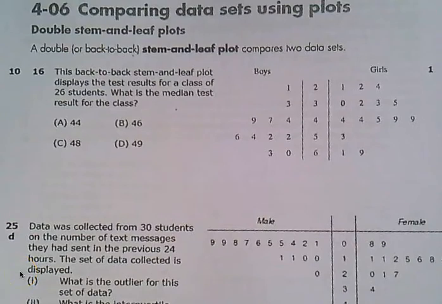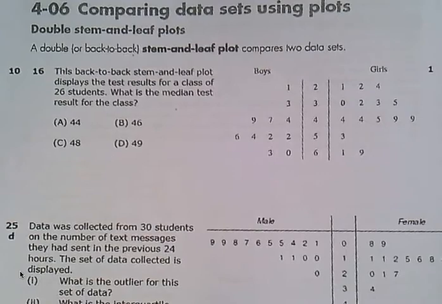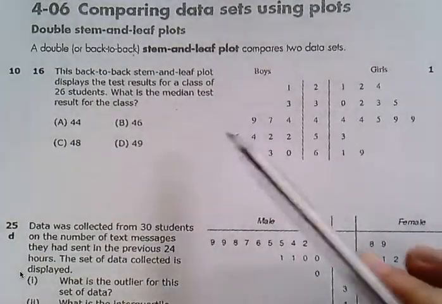Exercise 4.06, comparing data sets using dot plots. So we're going to be looking at stem and leaf plots. In your textbook there are dot plots that are compared, and we're also going to be looking at box and whisker plots. Alright, so box and whisker plots you looked at last year. Alright, so this is just a HSC question.